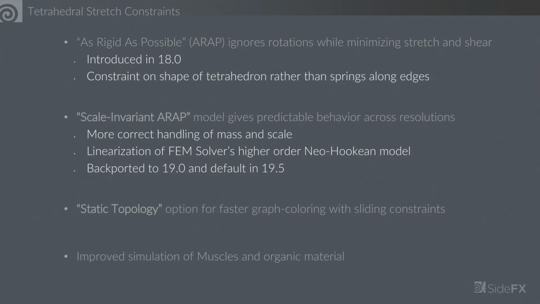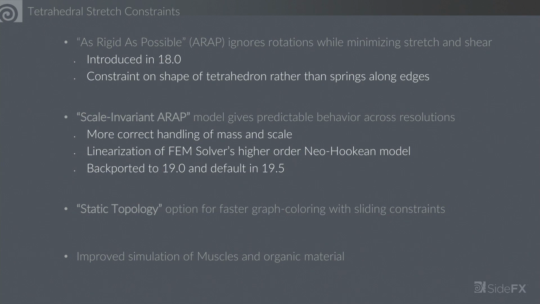So to start off with the tetrahedral stretch constraints, they are what's called as-rigid-as-possible constraints. So basically they're constraints on the tetrahedron that ignore rotations and try to minimize any stretch and shear. They've been around since 18.0. The reason they're better than the 17.0 version of Vellum is they're a constraint on the entire shape of the tetrahedron rather than just springs along the edges. So they can't invert. They just generally have better behavior.